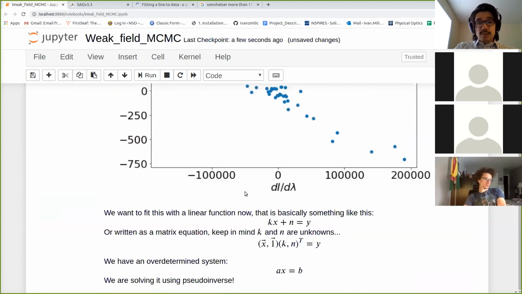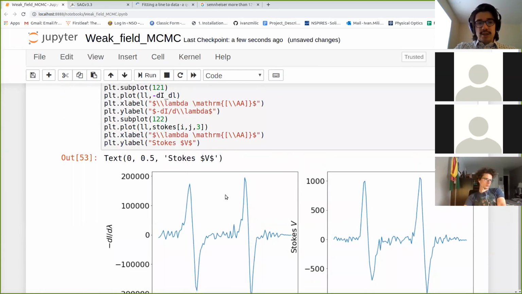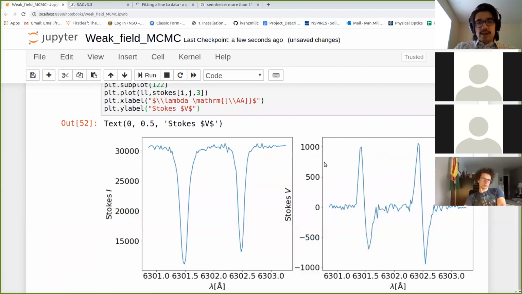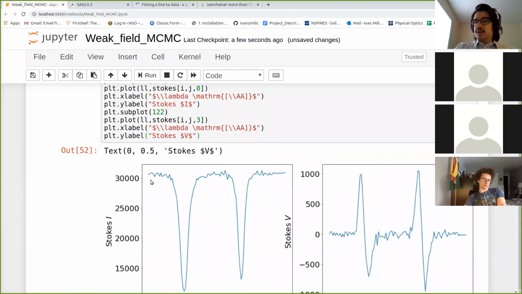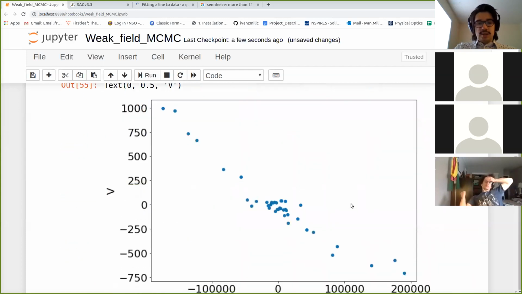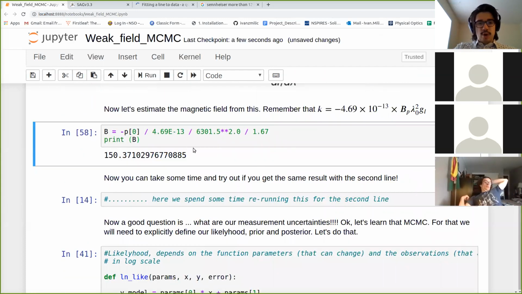And this makes sense because if we go back, we're going to see that this polarization is actually very, very low. It's few percent, right? Intensity was 30,000. Stokes V in the peak was 1,000. So it's like 3%. And the magnetic field is very, very low here. So it's some 150 Gauss.